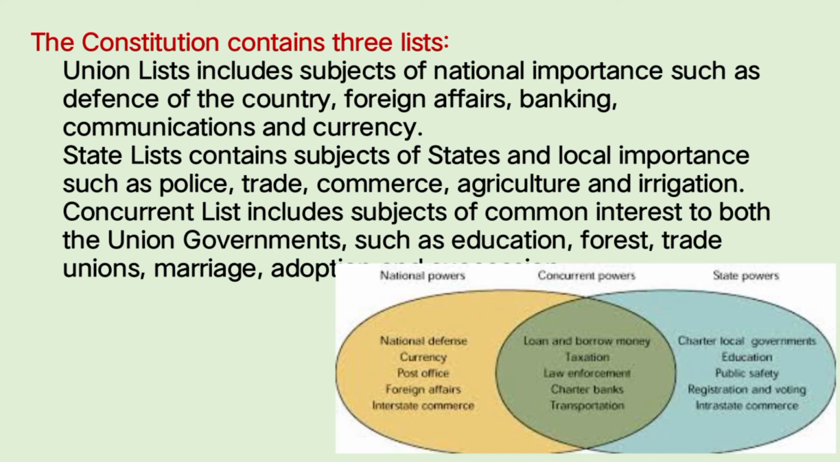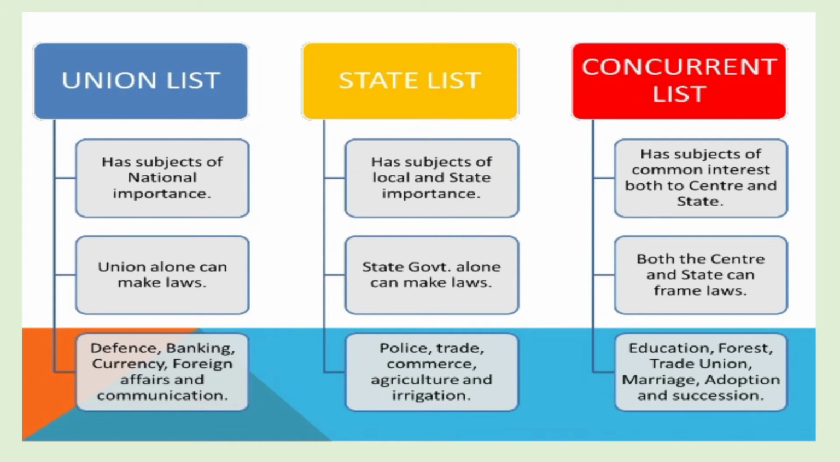Under the concurrent list, both the center and the state make laws on subjects affecting the interest of both: education, forest, trade union, marriage, adoption, succession, and so on. This list gives a clear-cut distinction among the union list, state list, and concurrent list. You can have a glance.